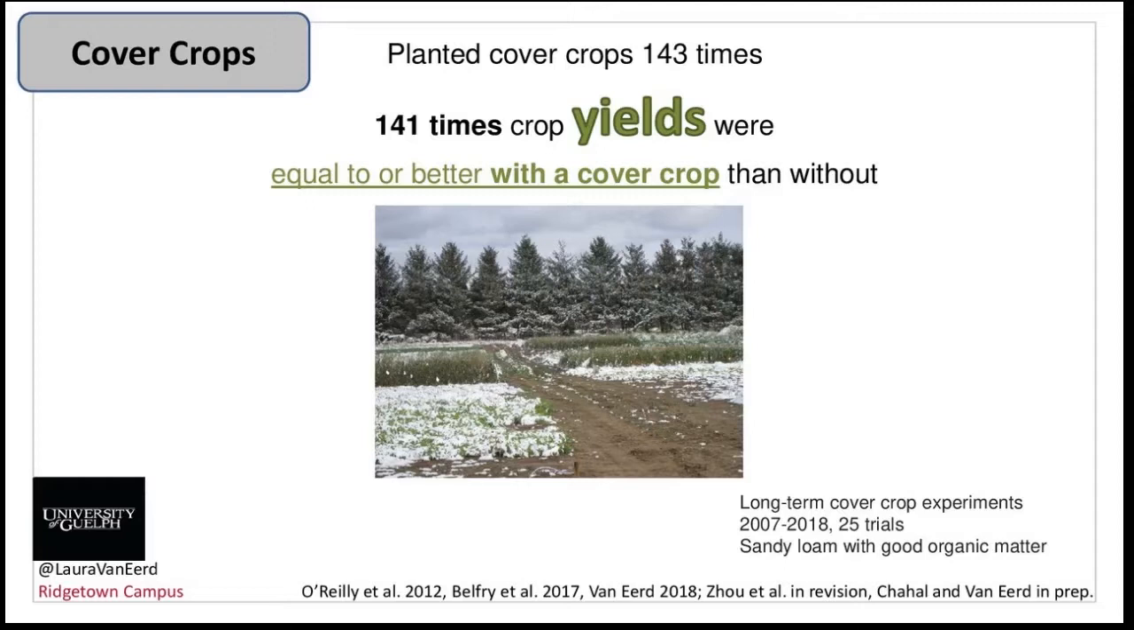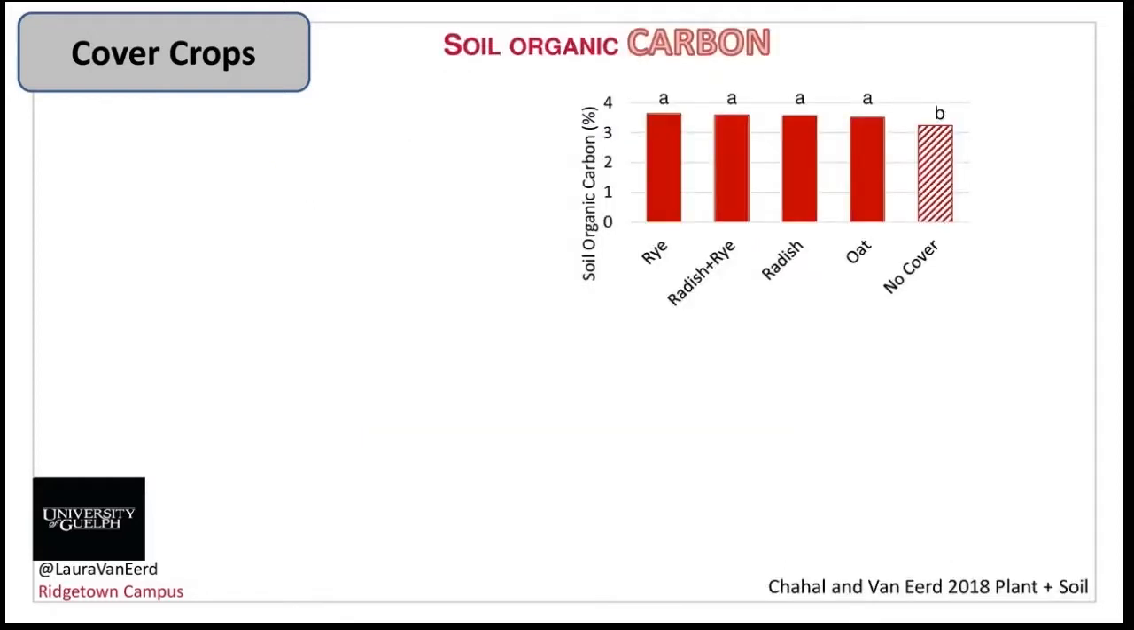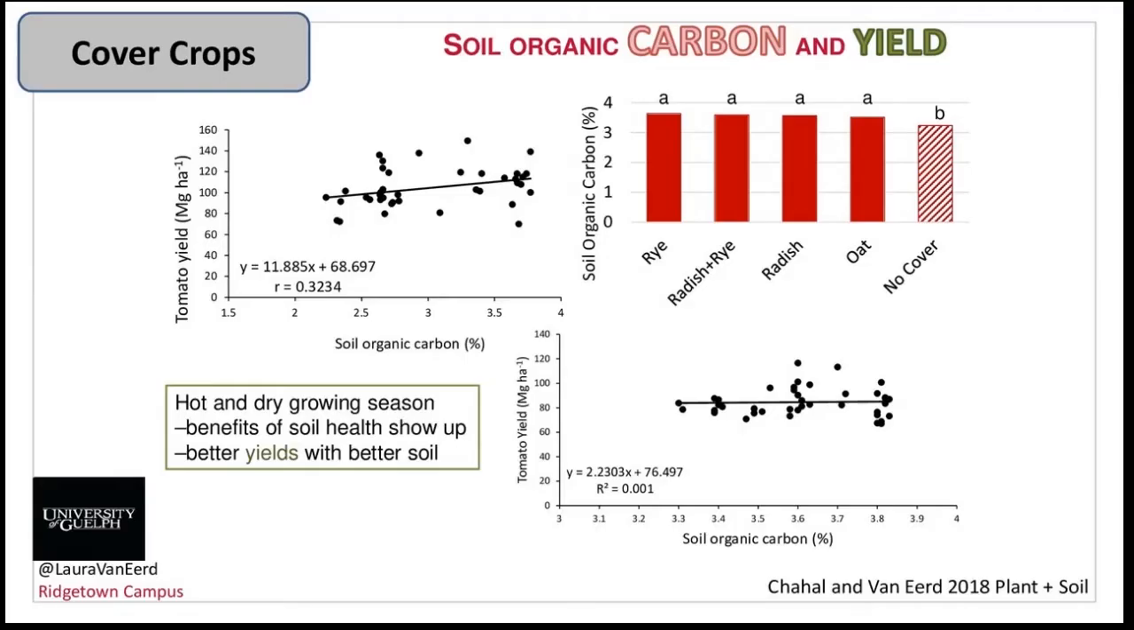Now we can take that and look at soil health. So we've measured after 6 years of annual cover cropping in a vegetable and grain system. We planted the cover crops and we see an increase in soil organic carbon with the different cover crops compared to the no cover crop. So an increase of almost 0.5%. So this is significant. And when we plot this carbon data against tomato yield, we see that as soil carbon increases, so does tomato yield.